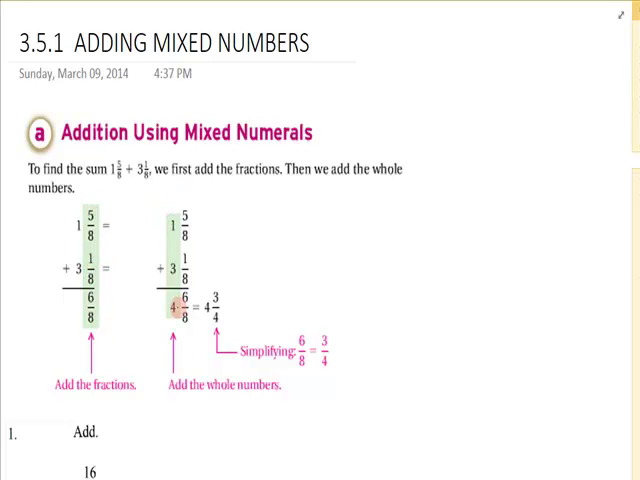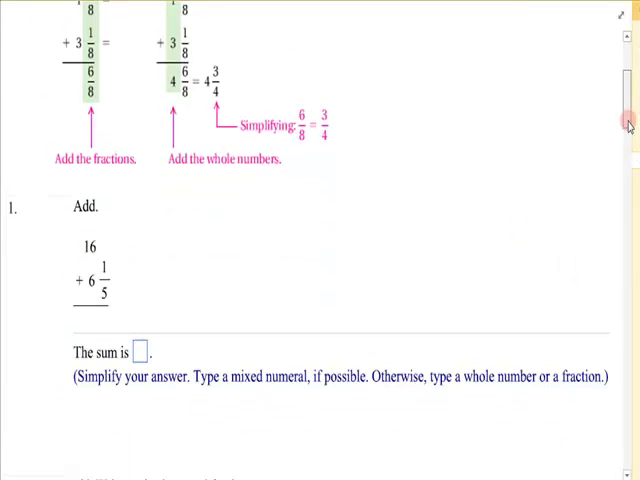Then we add the whole numbers. 1 and 3 was 4. And then we simplify the fraction part. 6 and 8 are both divisible by 2, so that reduces down to 3/4. We have the whole number 4 and 3/4. So let's take a look at some problems that are like that.